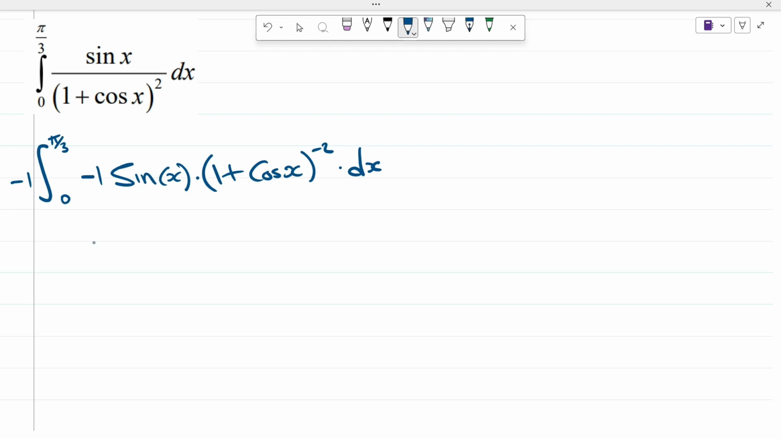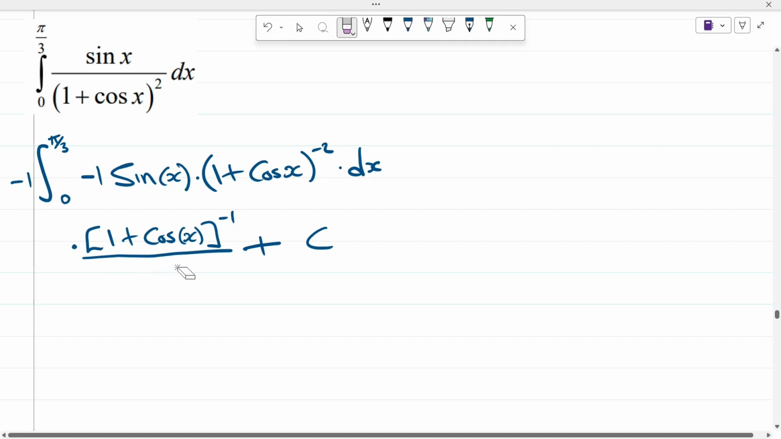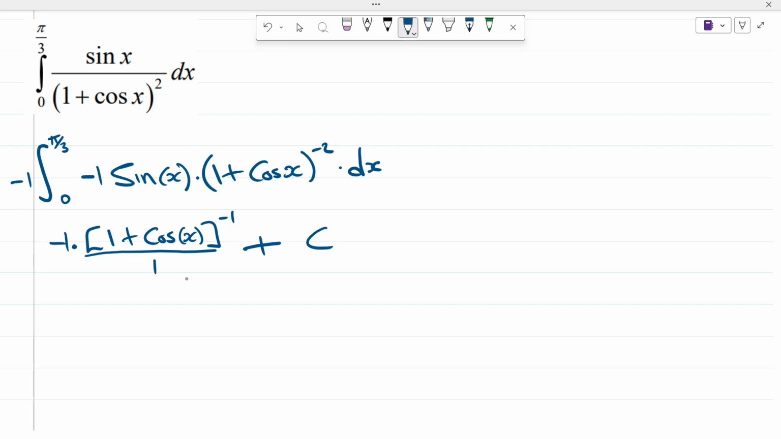So this is going to be minus, which is this one coming from the outside, minus 1 multiplied by 1 plus cos of x to the power of negative 1 divided by negative 1. Then we say plus c. Then we can see that negative 1 and negative 1 will cancel each other. So I can just simply remove them just like that.